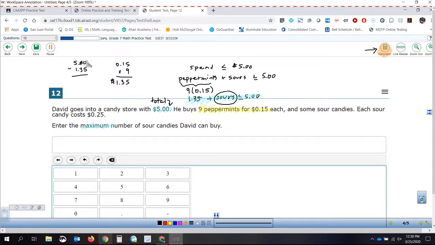And I know I have the calculator available, but I'm going to do this without a calculator. I'm going to need to borrow here. 10 minus 5 is 5. I'm going to have to borrow from this one as well. And so now I'm going to have 9 minus 3 is 6, and 4 minus 1 is 3. So that means he has $3.65 left for sour candies.